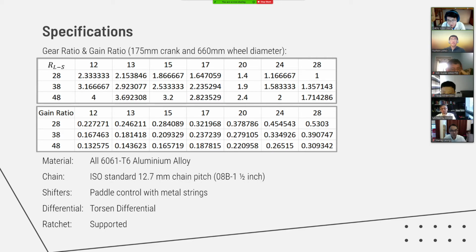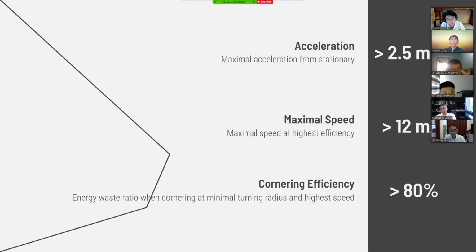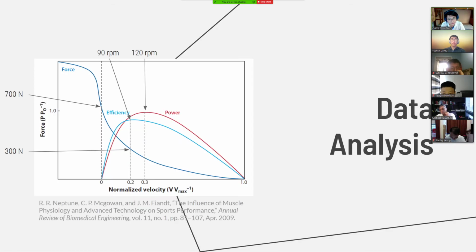The torsion differential has better performance than an open differential if there is a raining condition in the competition, and the ratchet is supported. There are 3 main performance criteria. The first one is acceleration from stationary, then maximum speed at highest efficiency, and lastly the cornering efficiency at minimal turning radius and highest speed. So the data analysis will all be based on this diagram, which is very important.